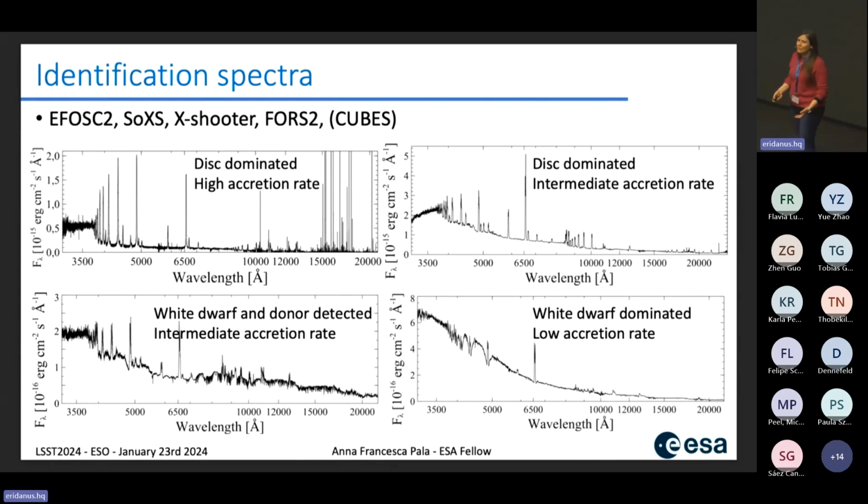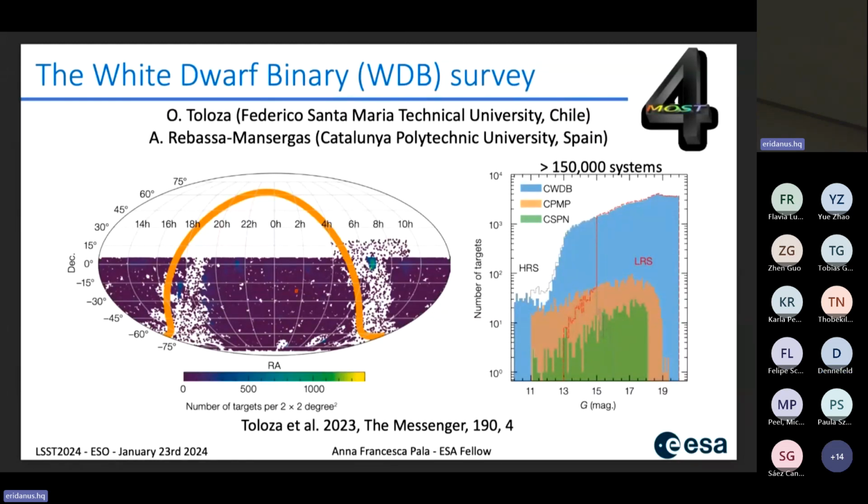But of course, we are talking about thousands of objects, so we can't just follow them up one by one. We need a more efficient method. And the game changer will be, of course, 4MOST. 4MOST, we already heard, is a multi-object spectrograph on the VISTA telescope. We'll be able to obtain spectra for 2.5 thousand objects in one shot.